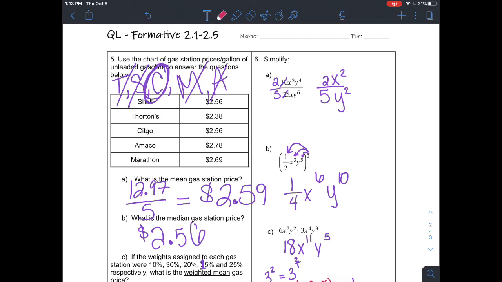And then for the simplify questions, hopefully I don't need to go over these. If you need me to go over these, just shoot me an email and I would be happy to. But it looks like most of you are doing pretty well on simplifying these expressions based on the exponent rules.